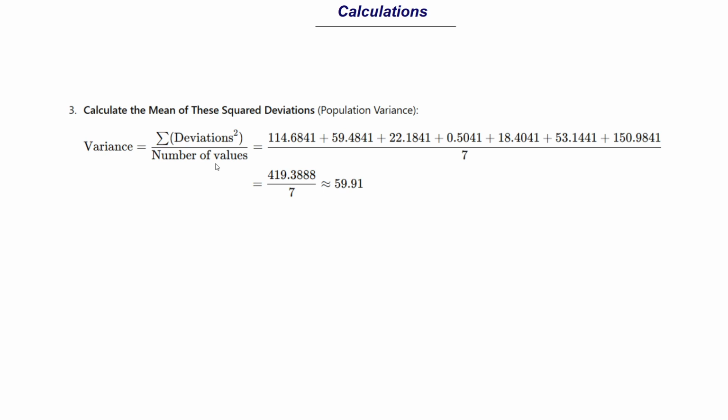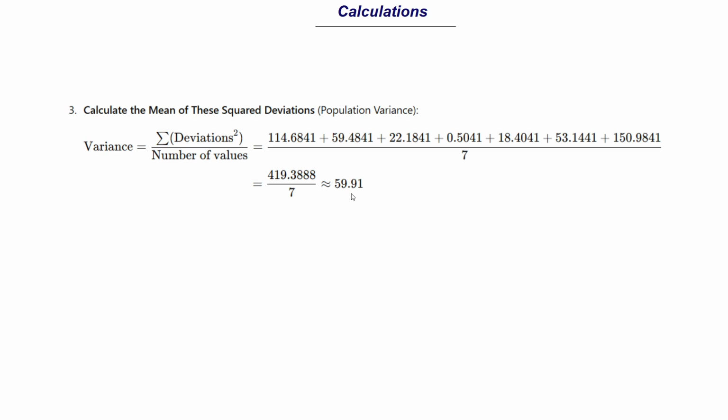And here we are dividing it by the total number of values. If it's a sample variance, we would put a minus 1 here, but this is for a population, so you just divide it by the total number of values. So you have 419 divided by 7, and you get the value 59.91. So this is your variance.